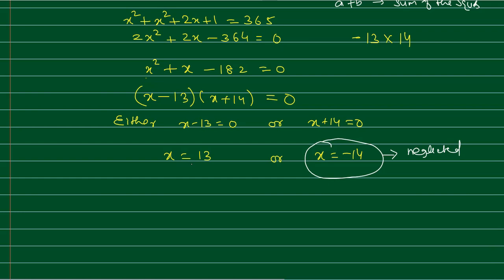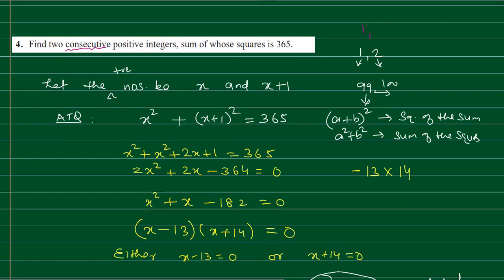So what we are going to accept is 13, and if x is 13, that is one number is 13, then the other number as per our assumption was x plus 1, that is 13 plus 1, that is 14. So you can see 13 and 14 are consecutive numbers, and the sum of their squares also would be 365.